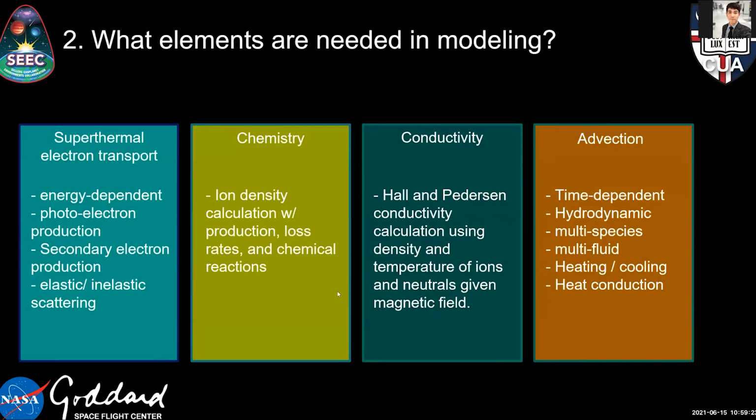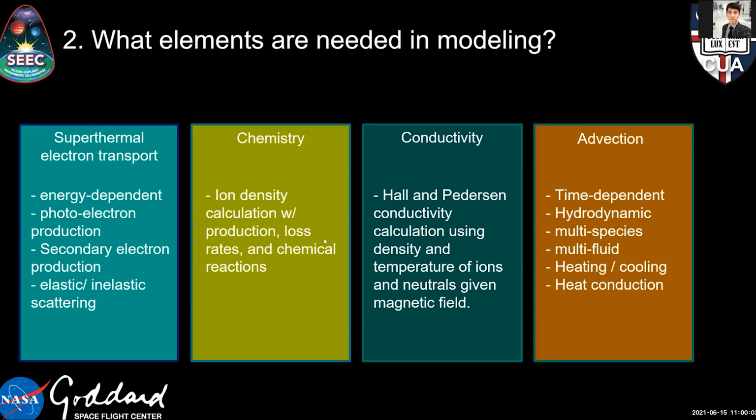So what elements are needed in this modeling? To better understand, we should simulate with a more realistic physics-based model. The model should include the following elements: superthermal electron transport, chemistry, conductivity, and advection. The superthermal electron transport should be energy dependent and include the photoelectron production and secondary electron production due to impact ionization. Then those secondary electron fluxes, or superthermal electron fluxes, should undergo elastic and inelastic scattering.